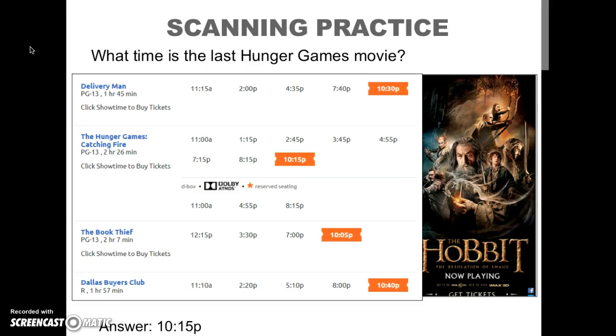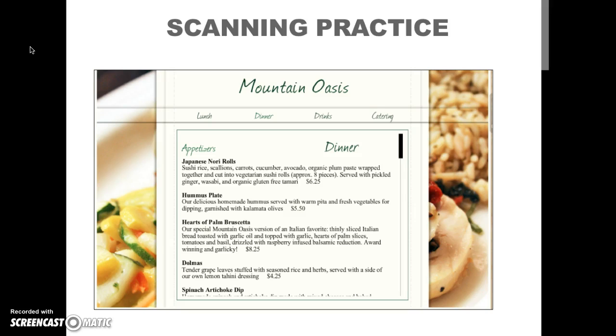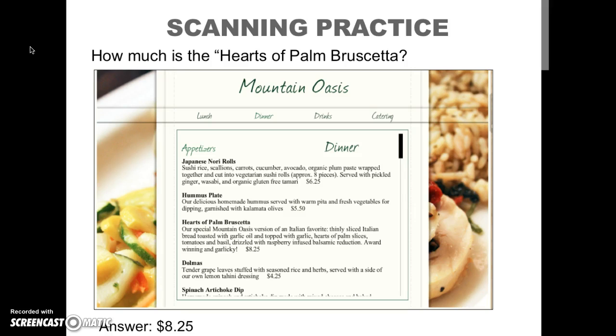Let's practice again with a menu from a restaurant, like this. Your question is, how much is the Hearts of Palm bruschetta? Okay, the answer is $8.25. You do not need to read every word. Only look for the important words, Hearts of Palm bruschetta, and how much it is. Ah, $8.25. We do this all the time in real life.